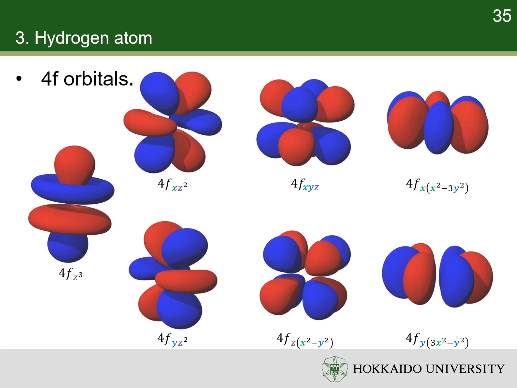There are 7 4f orbitals, each with shapes more complex than those of the d orbitals. The atomic orbitals of hydrogen-like atoms are used to approximate multi-electron atoms and molecules.